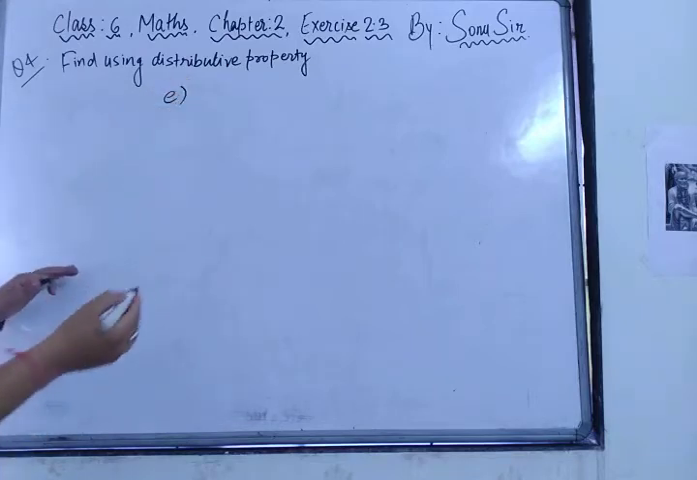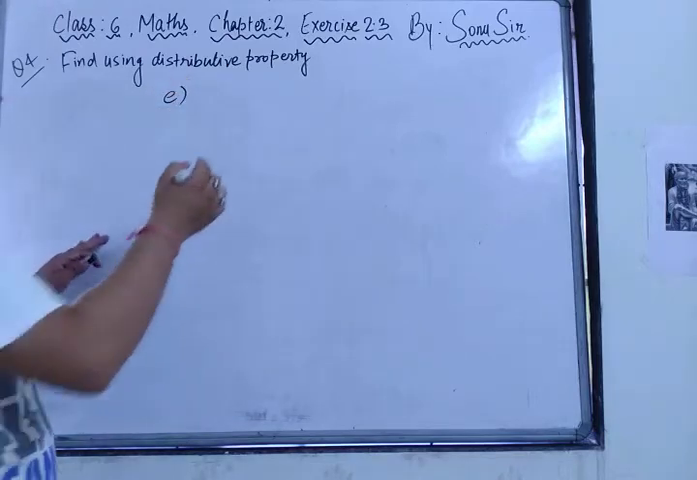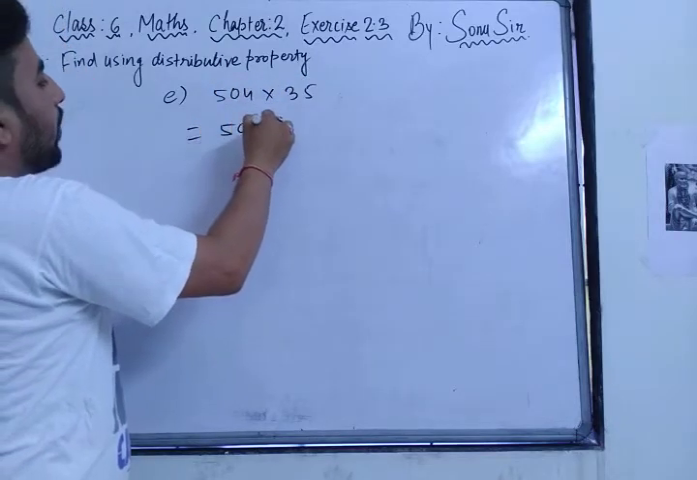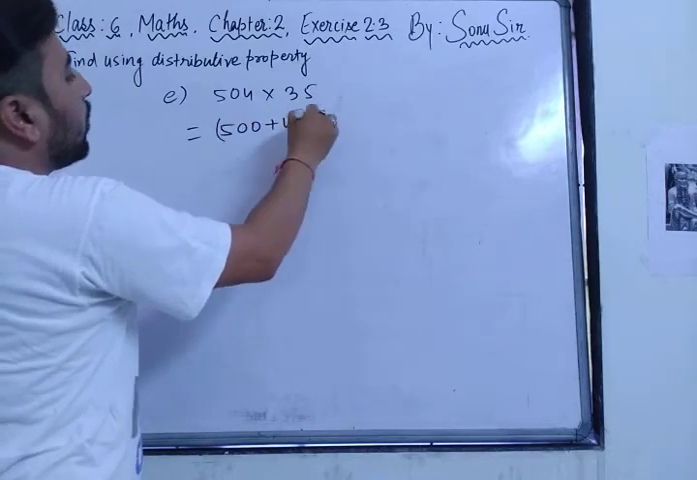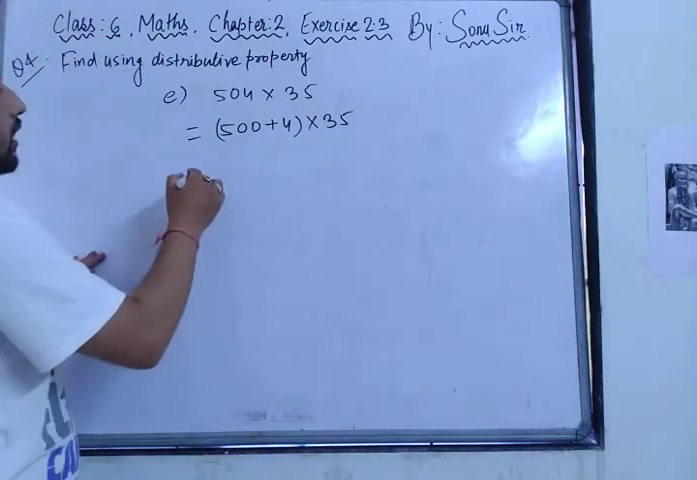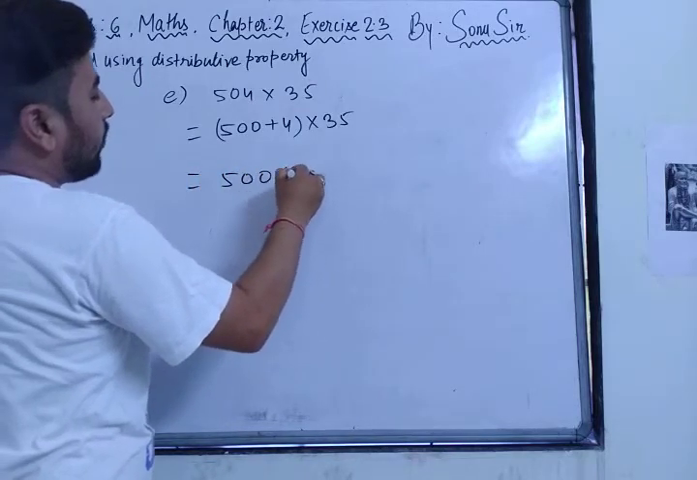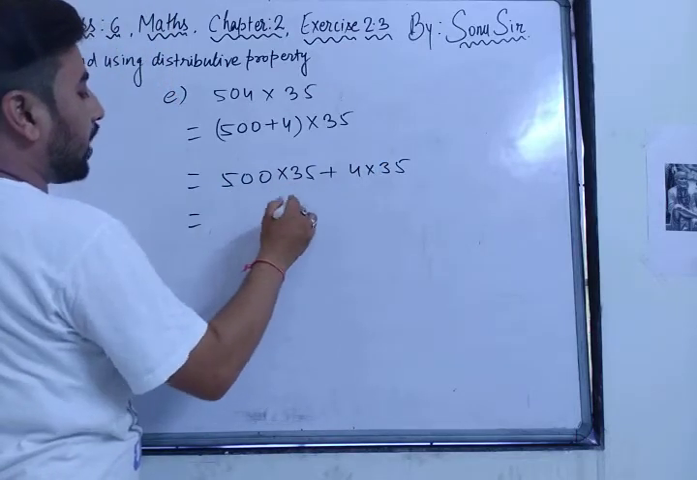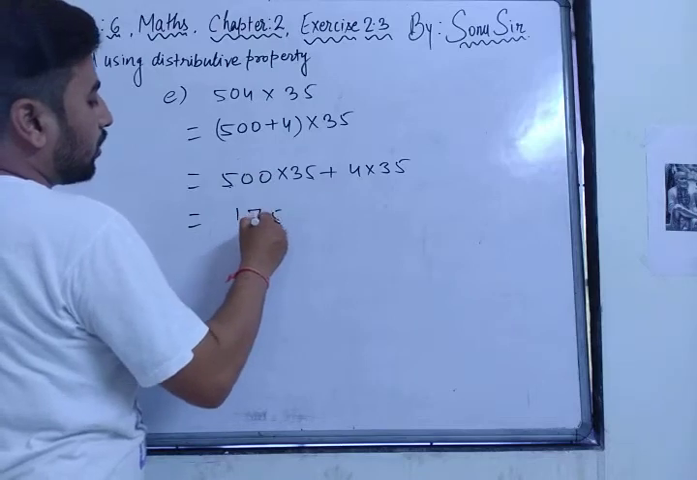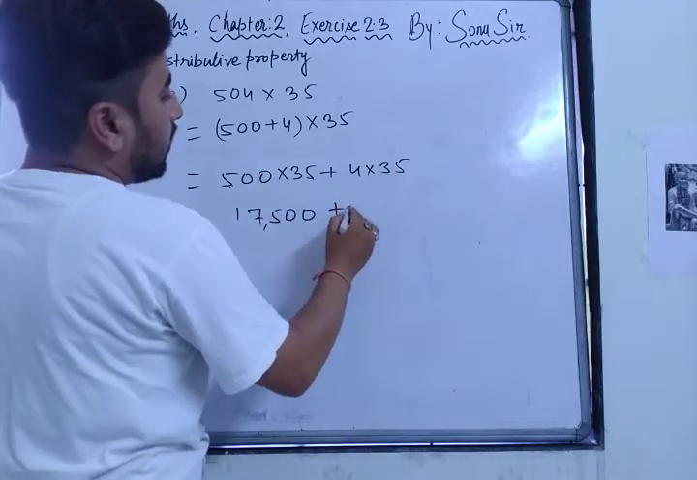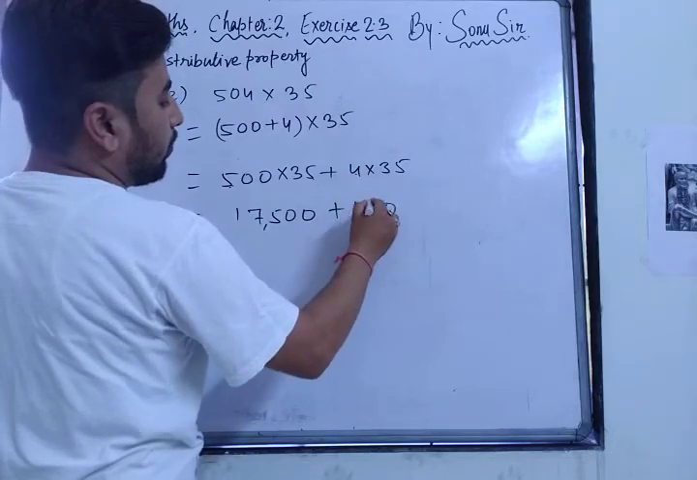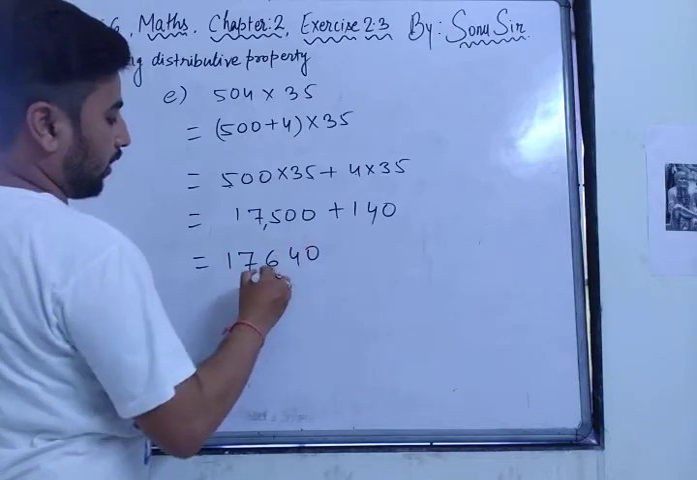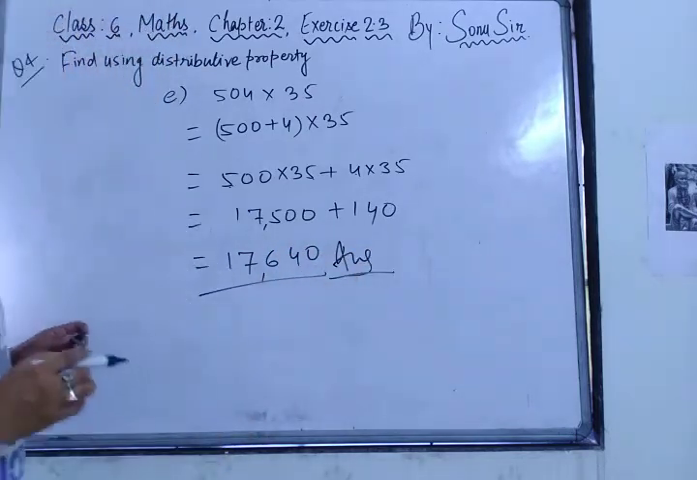In this E question it is 504 into 35. Very easy, 504 into 35. Tell me what we can do. Instead of 504, we can write 500 plus 4, into 35. Right? So here 500 into 35 plus 4 into 35. 5 5s are 25, 2, 5 3s are 15, so 17,500, plus 5 4s are 20, 4 3s are 12, plus 2, 140. So 17,640. Got it? I hope all of you have understood this question number 4.